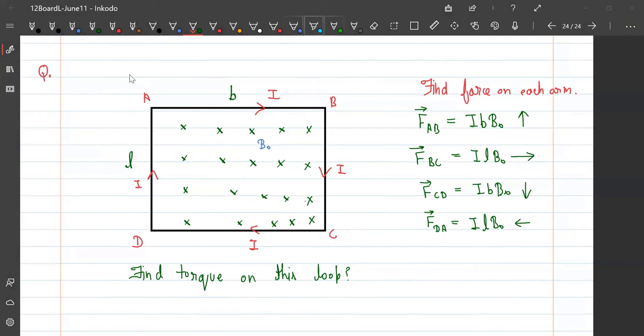Mehul, can you tell me how much the torque will be? If you want, you can try to figure it out by taking torque about the center of mass. But if we calculate torque about any point, it will come out the same. Let us find torque about the center of mass. That is the geometrical center.